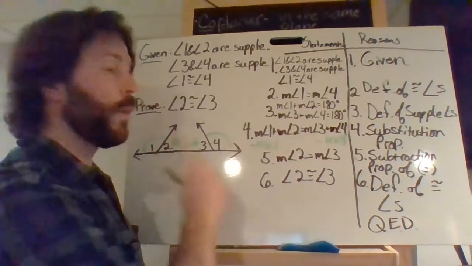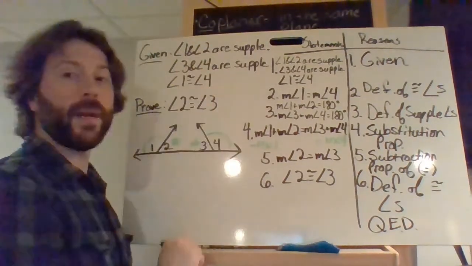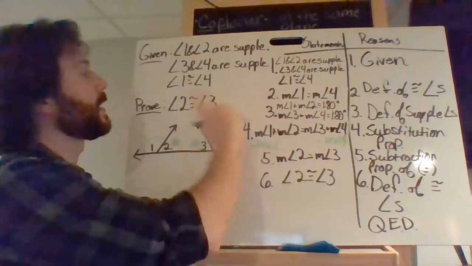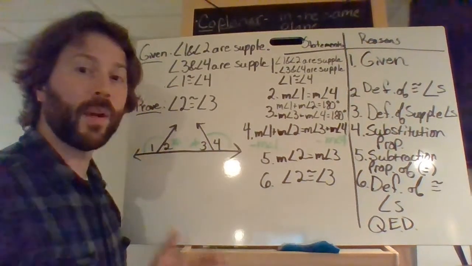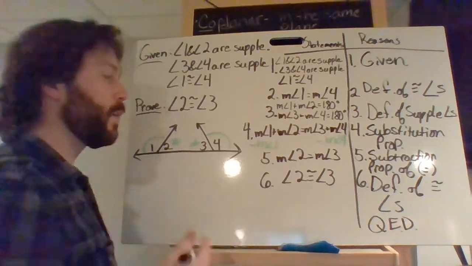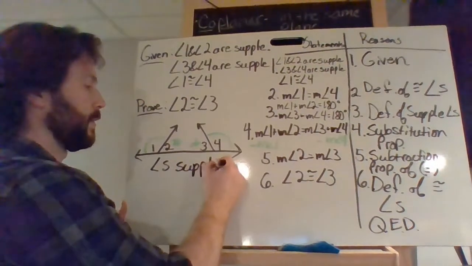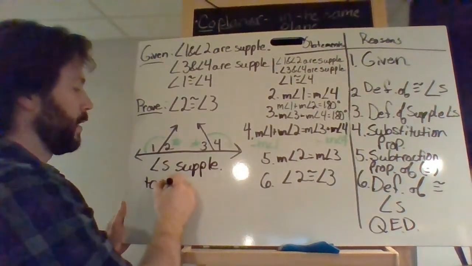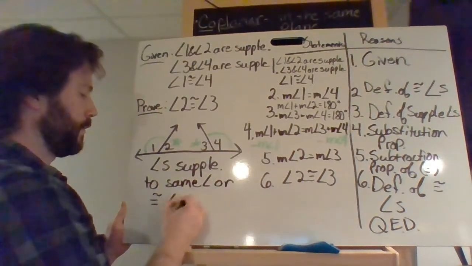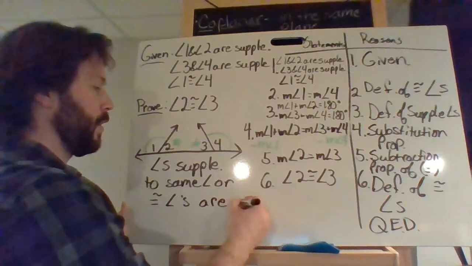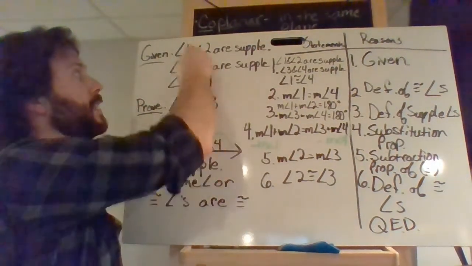Before we do, though, I want to point something out about this proof. We've just proven that if you have two angles, angle 2 and angle 3, that are both supplementary to the same angle, or in this case, congruent angles, angle 1 and angle 4, those two angles are going to be congruent to one another. So that actually gives us a property that we can use in later proofs. We can say: angles supplementary to the same angle or congruent angles are congruent.